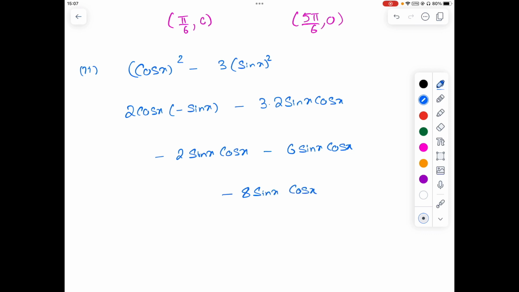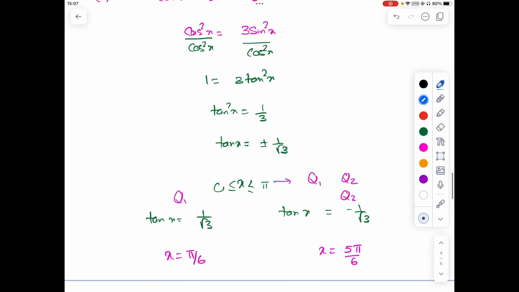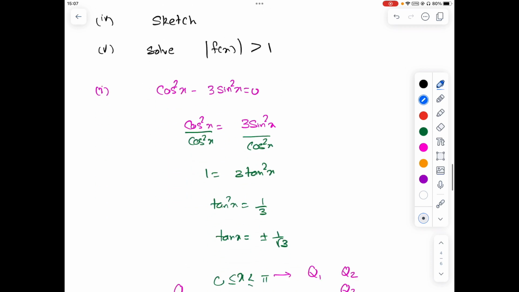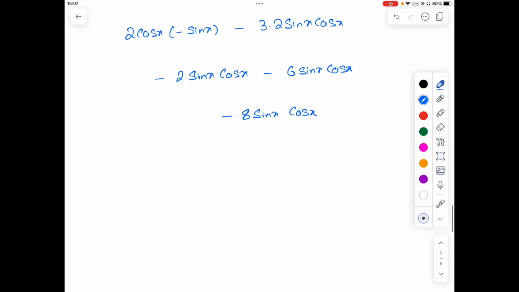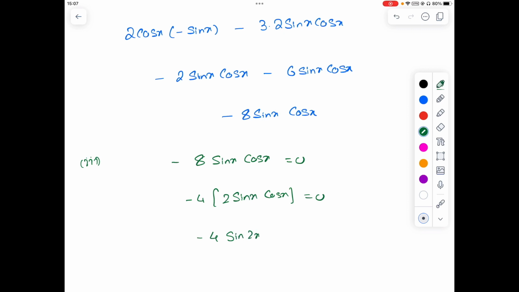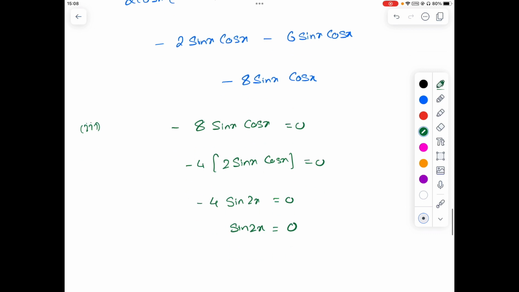This is part 2. Now in the next part, what is he asking in part 3? Find the coordinates when f prime x equals 0. So f prime x equals 0, so negative 8 sin x cos x equals 0. Negative 4 times 2 sin x cos x equals 0, so negative 4 sin 2x equals 0. Sin 2x equals 0 upon 4, which is 0.